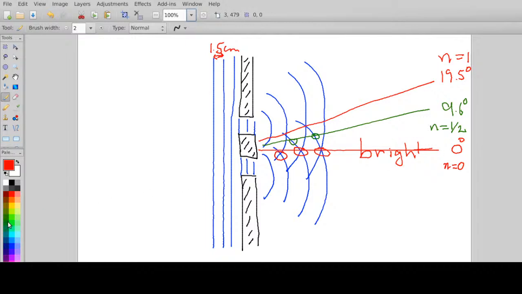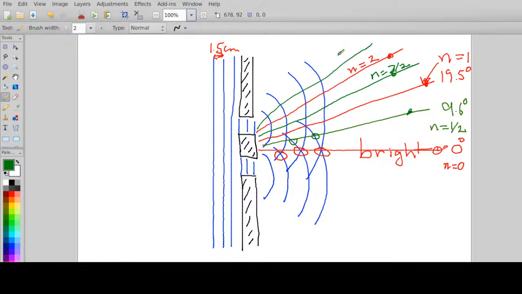I didn't ask this, but the next one would be another dark region, n equal to 3 halves. Then the next bright region would be here, and this one is n equal to 2. So I hope you can see the pattern. For the bright regions, it's 0, 1, 2, and straddling between those is a half, 3 halves, 5 halves, and so on. So you can see that the dark regions are directly in between the light regions.